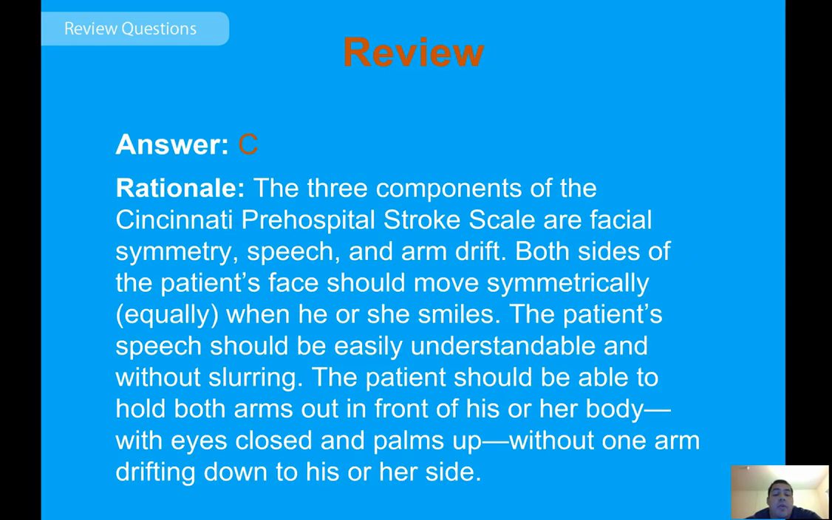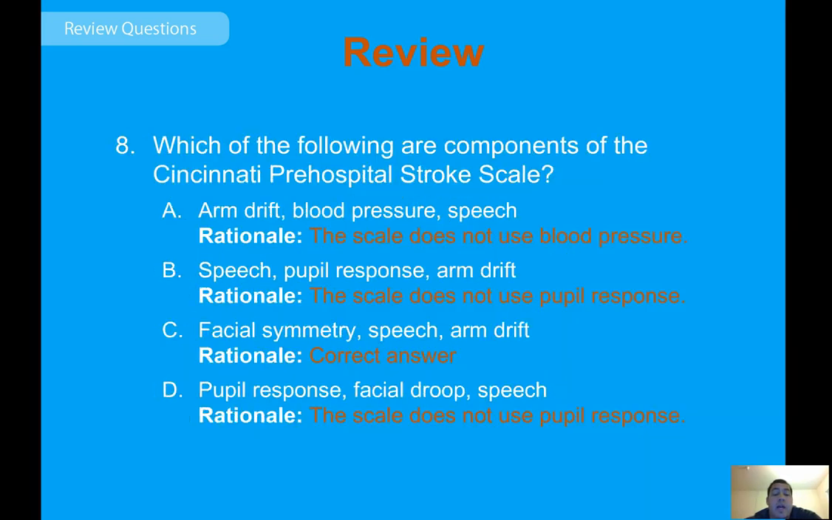Okay, so C, the three components of the Cincinnati pre-hospital stroke scale are facial symmetry, speech, and arm drift. Both sides of the patient's face should move symmetrically, equally, when he or she smiles. The patient's speech should be easily understandable and without slurring. The patient should be able to hold both arms out in front of his or her body with eyes closed and palms up without one arm drifting down to his or her side.